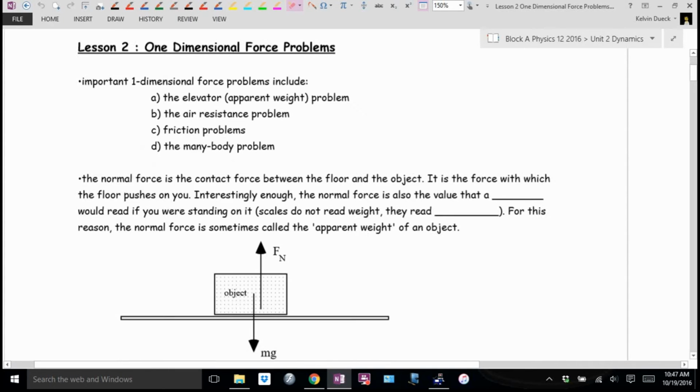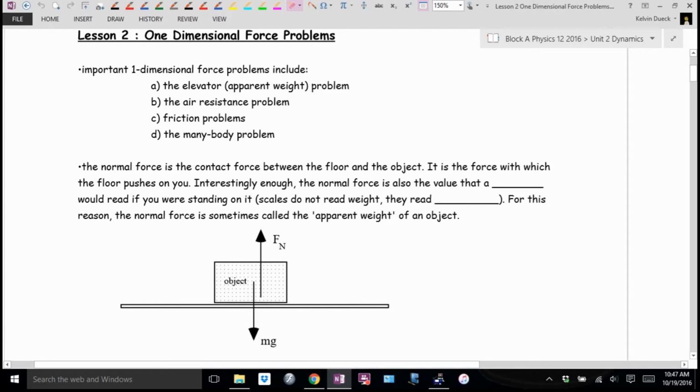The normal force. The normal force is the contact force between the floor and the object. In fact, it's the force that you feel right now between your feet and the floor and between your chair and your seat. It's what you feel pushing back up on you to counteract gravity's pull down. Or if you push sideways against a wall, the surface pushes back. It's Newton's third law, forces come in pairs, the reactive force that an inanimate object applies when you're applying a force onto it. So it's the force with which the floor pushes on you.